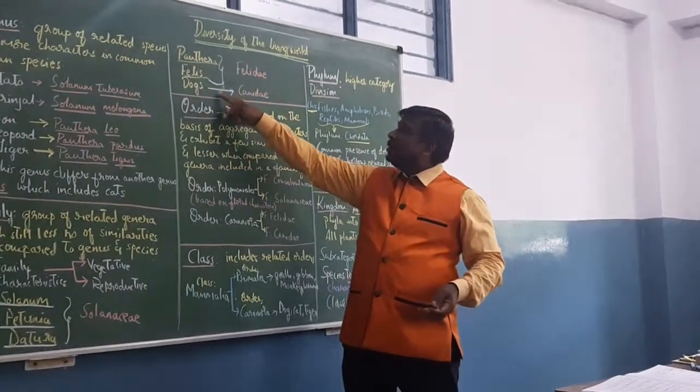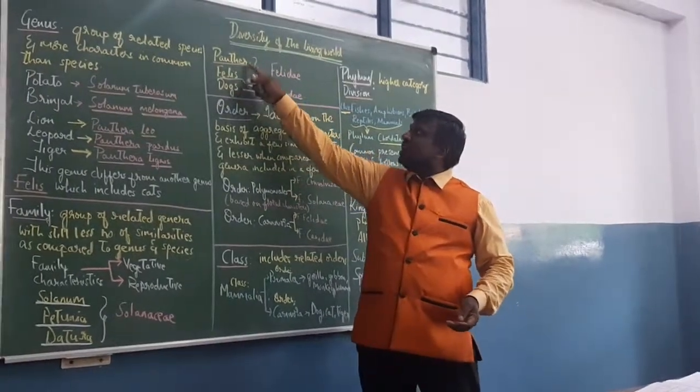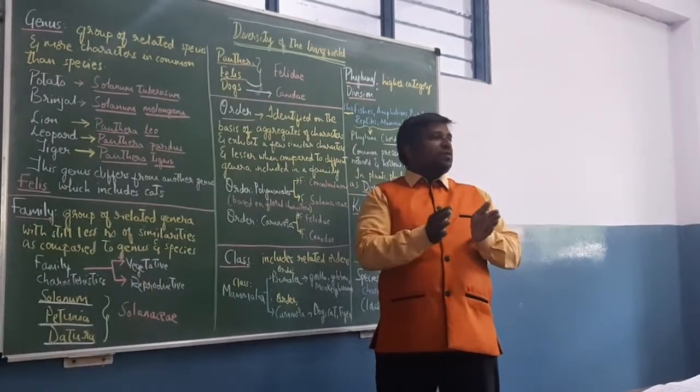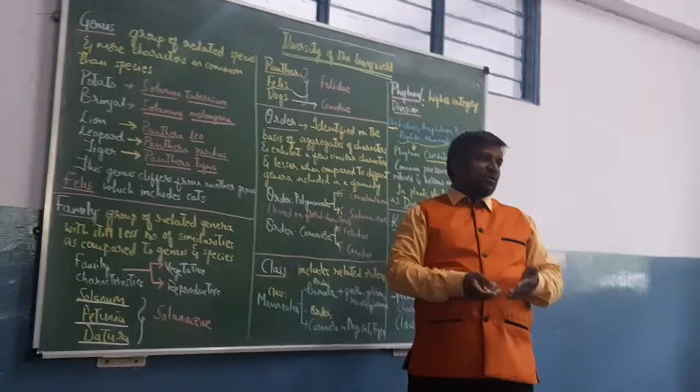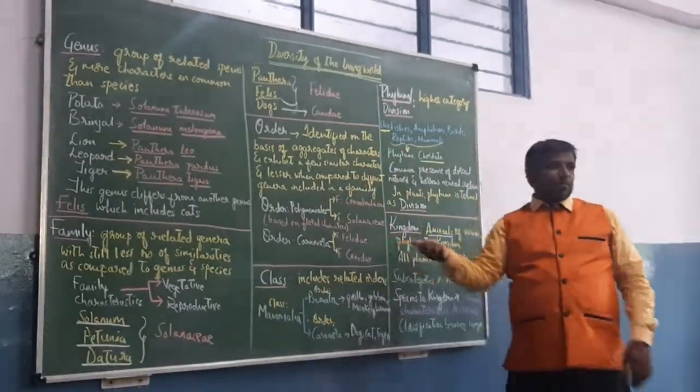And dogs are placed under a separate family. So you can see two different genera being placed in a common family because they have some common vegetative and reproductive characteristics. Okay. So the next one that we have to discuss is order.